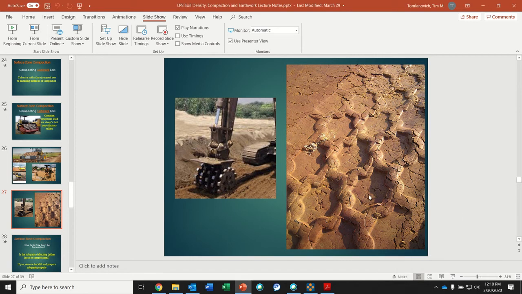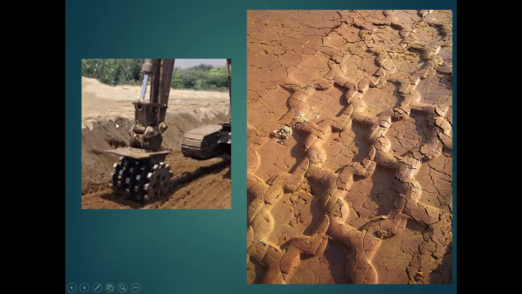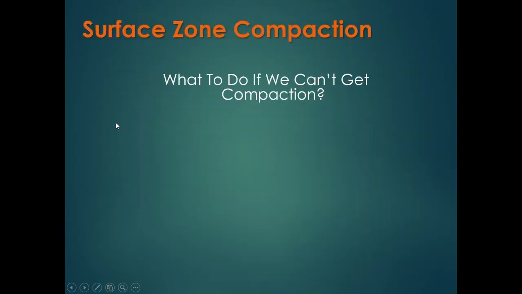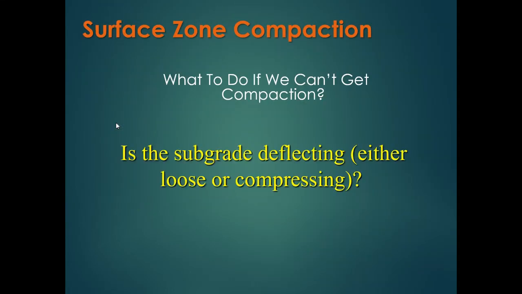So again, cohesive soils: using a sheep's foot roller to knead the compaction together. All right, what do we do if we can't get compaction? Is the subgrade deflecting, either loose or compressing? That's when we do that proof roll. You've got to make a decision. Do you see water on the surface? Do you see it pumping up water when a truck runs over it? That means there are some underlying issues.